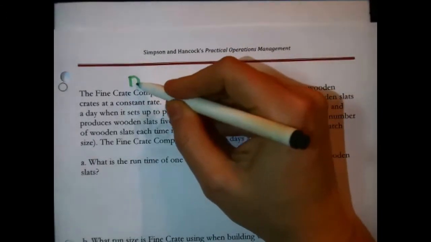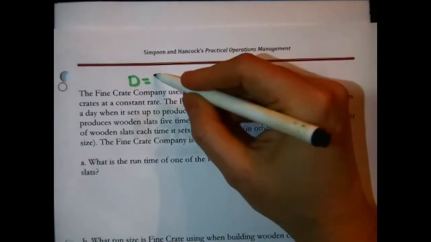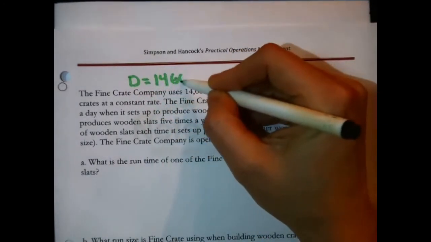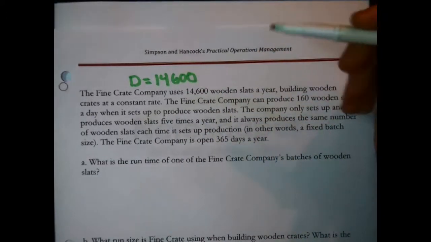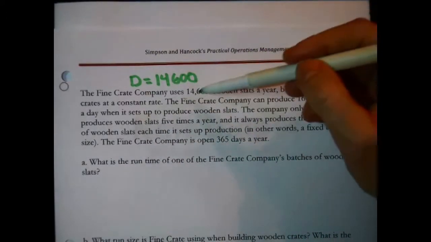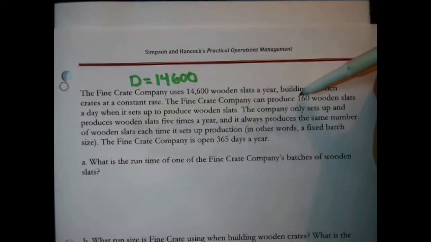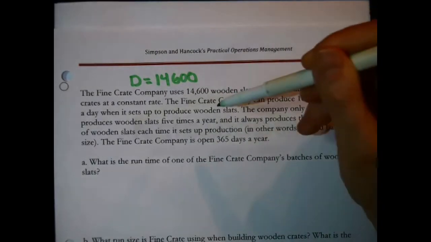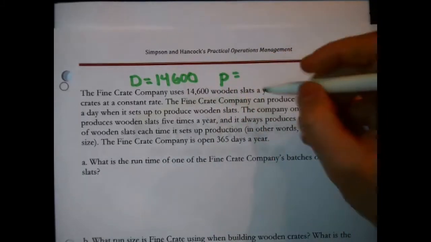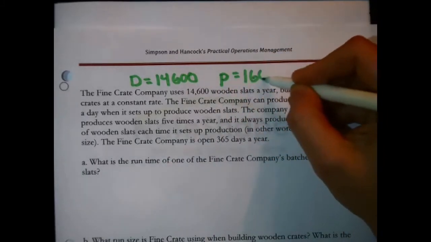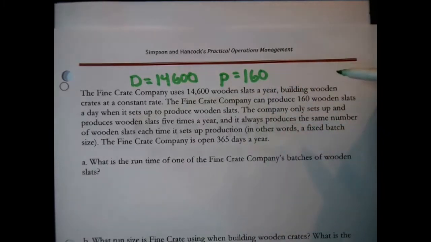Now that I recognize. Capital D, annual demand. That's their annual need. They just said that. Building wooden crates at a constant rate, the Fine Crate Company can produce 160 wooden slats a day. I recognize that. That's lowercase p for production rate. 160 a day. What else?